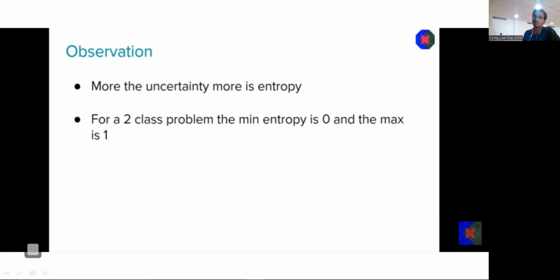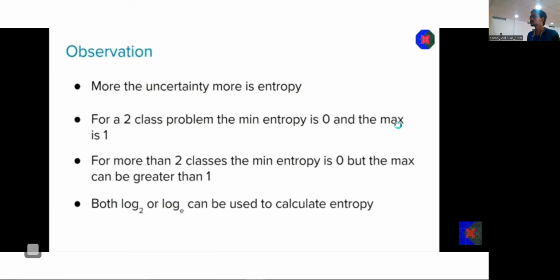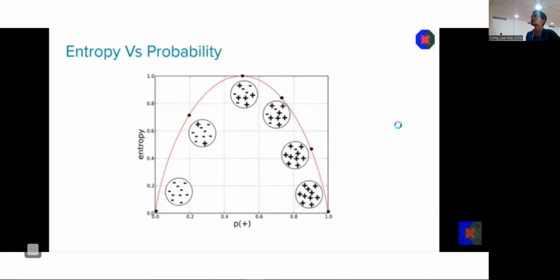If there are 3 classes, 4 classes, and so on, maybe entropy will be greater than 1. But if there are 2 classes, minimum entropy is 0, maximum is 1. And if there is only 1 type of class, entropy is 0. If there are 2 types of classes in which we have half probability for both, then entropy will be 1. And we can consider log calculation with base 2 or base e.